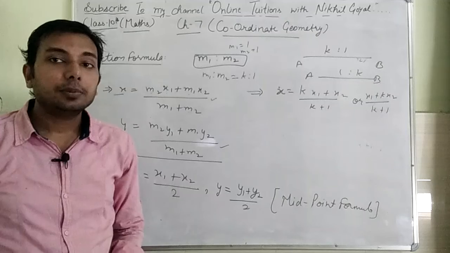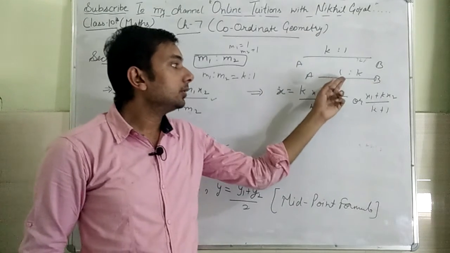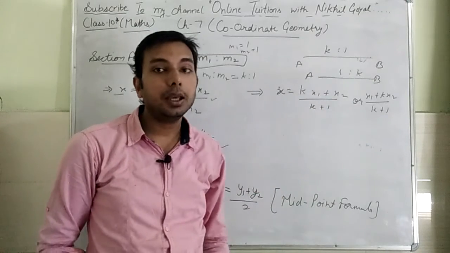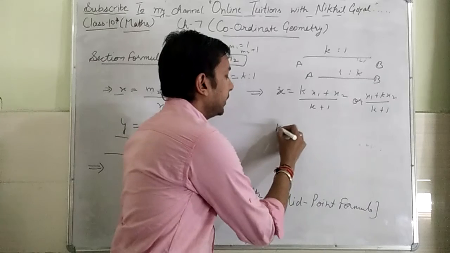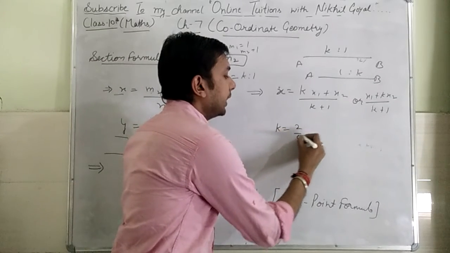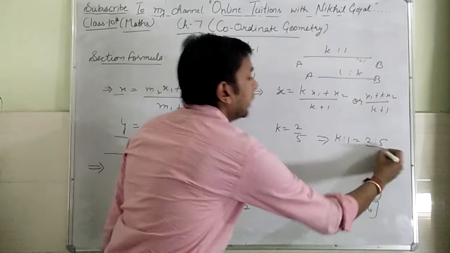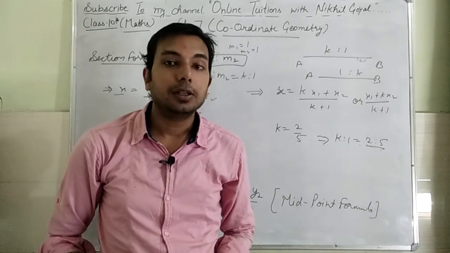Accordingly, you will find the point that divides the line in the ratio k ratio 1, and from that we will find the value of k. For example, if you get k is equal to 2 by 5, then the ratio k ratio 1 will be equal to 2 ratio 5. That will be the ratio in which the line segment is divided.